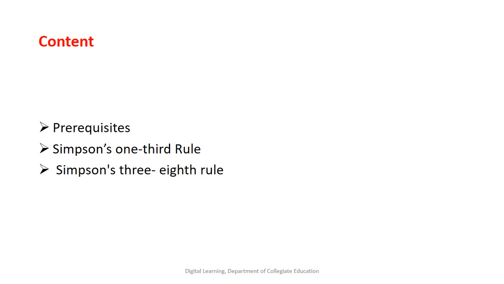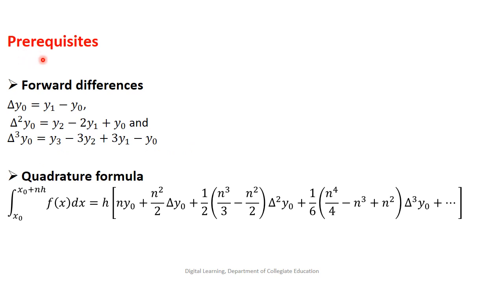Here is the content of the presentation. Prerequisites, Simpson one-third rule, Simpson 3/8 rule. Here we have prerequisites that we require: forward differences and the quadrature formula that you studied in the previous video.